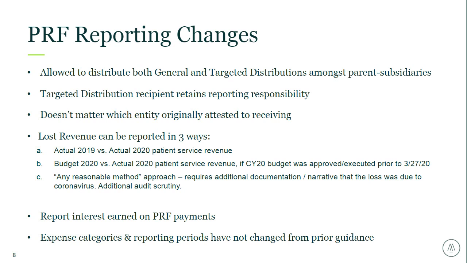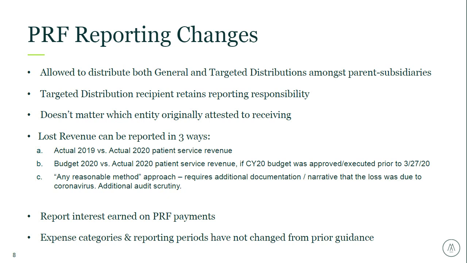The second approach is a little more complicated. It's your budget for 2020 versus your actual 2020 patient service revenue, but with one caveat: your entire calendar year budget for 2020 needed to have been approved and executed prior to March 27th of 2020. So I know a lot of healthcare entities are June or September fiscal year ends, so you might not have that full calendar year budget. But if you still want to do a budget versus actual approach, that kicks you into this third bucket. Door number 3 is any reasonable method.